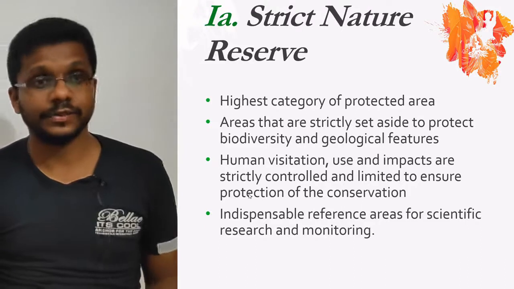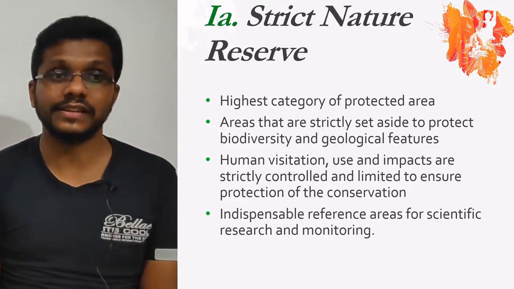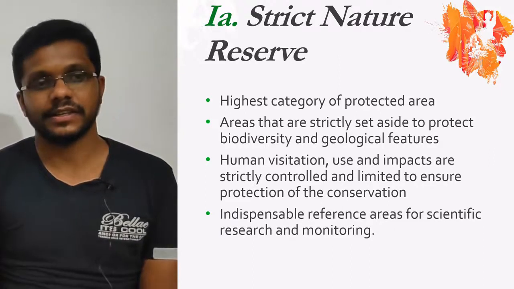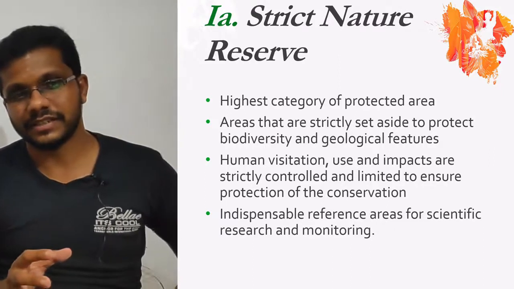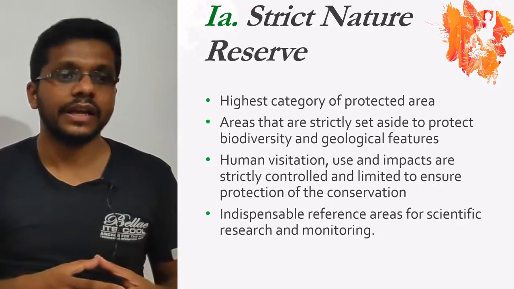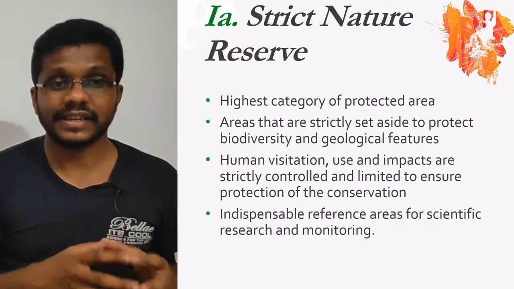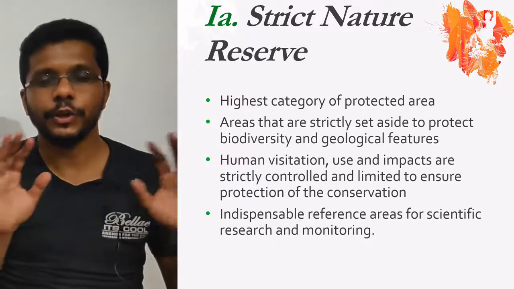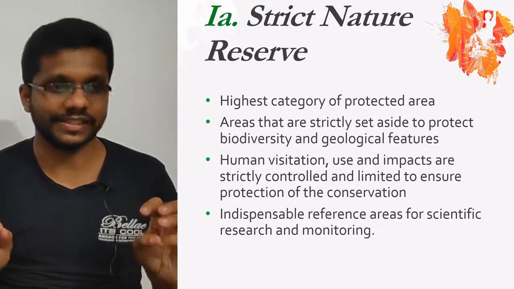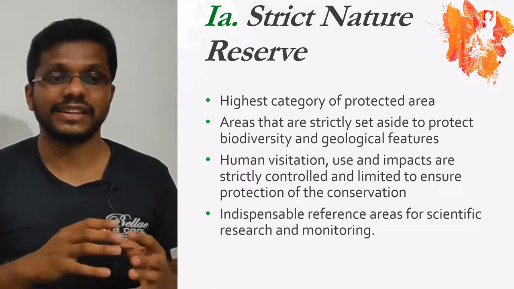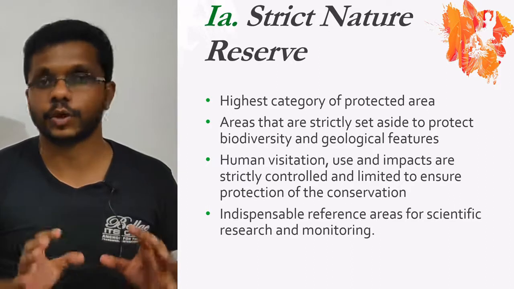1A IUCN protected area is called strict natural reserves. It is the highest category of protected areas. The IUCN is giving the highest rank to the strict natural reserves. These areas are strictly set aside for protecting biodiversity and geological features. No human activities are permitted in this area. Human visitation, use and impacts are strictly controlled and limited to ensure protection of the conservation.